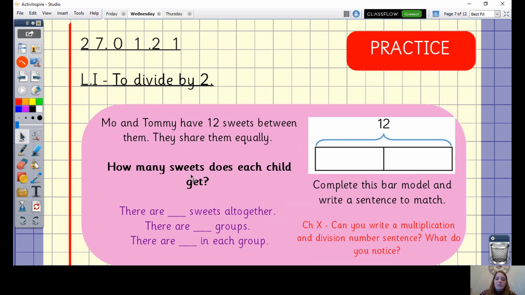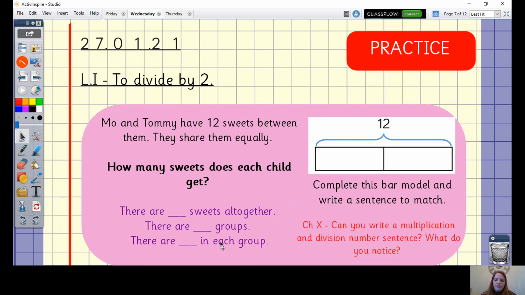Okay, so we want to find out how many sweets each child gets. And again, we've got 3 sentences to complete here. There are blank sweets altogether. There are blank groups. There are blank in each group. So the first 2 sentences you can complete now because that's information you've already been given. The final one, you'll need to do your sharing first.